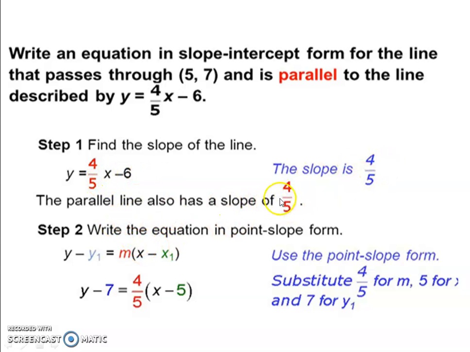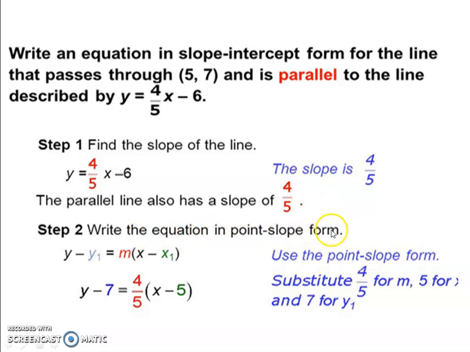So the parallel line's slope is also 4/5. The equation form is y = mx + c, the slope form of the given equation. m is equal to 4/5. That's why I write here 4/5. The parallel line also has slope 4/5. If two lines are parallel, their slopes are equal, that is m1 = m2.